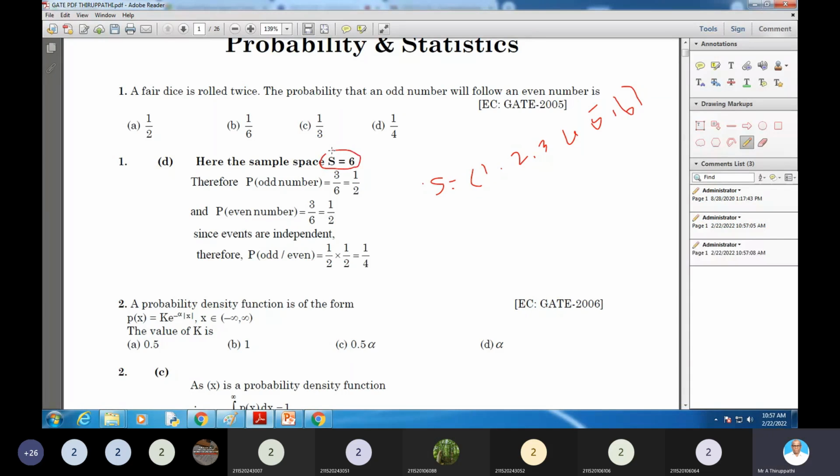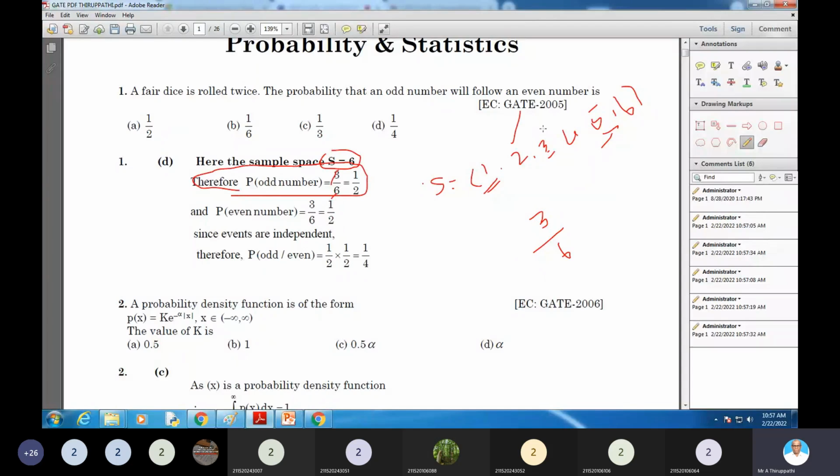Here, the probability that an odd number will follow an even number. What are the odd numbers? 1, 3, 5. So totally 3 odd numbers out of 6. So the probability of an odd number is 3 by 6. After simplification, we get 1 by 2. Similarly, even numbers 2, 4, 6. So how many? 3 even numbers, so 3 out of 6, that is 3 by 6. After simplification, we get 1 by 2.